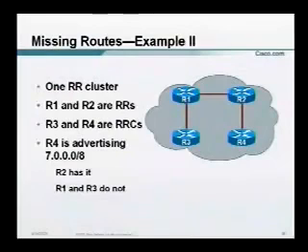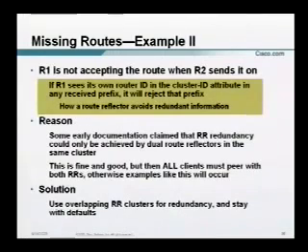What about this one route reflector cluster? You've got two route reflectors. R1 and R2 are the route reflectors for the cluster. 3 and 4 are the clients. R4 is doing the advertising. R1 and 3 do not see the prefix. Well, same thing. R1 is not accepting the route when R2 sends it on. But this time, R1 will see its own router ID and the cluster ID. So we've got a clashing cluster ID.